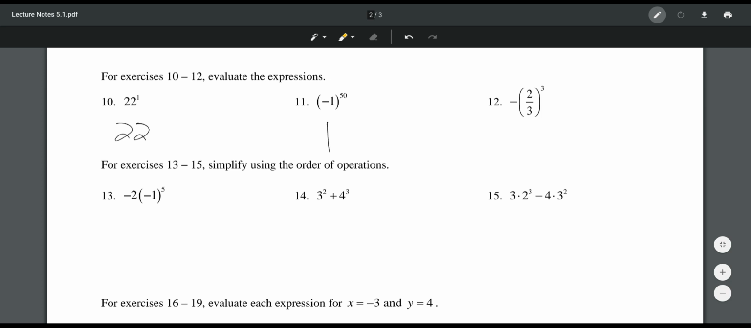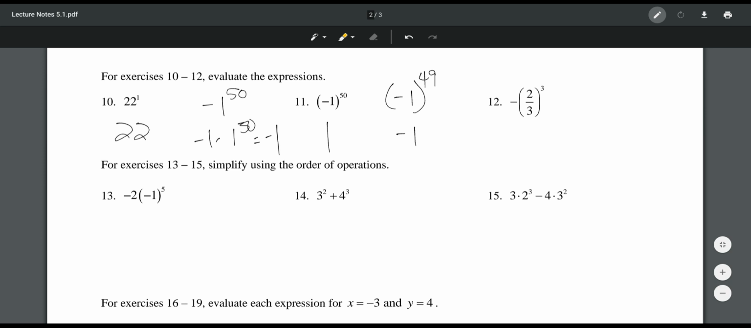If this were -1 to the 49th power, it would stay -1. So when you have a -1 in a group like this, that's what happens. Now, I am going to show you what happens without the group. If you had -1 to the 50th power, that would be -1 times 1 to the 50th power, and that would stay -1. So please be very, very careful with those parentheses and when you don't have parentheses.